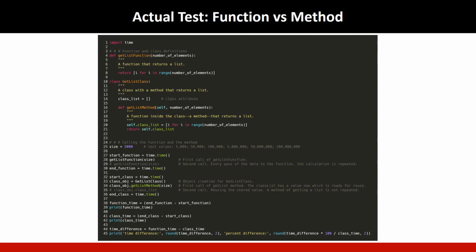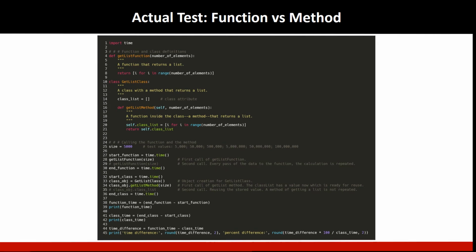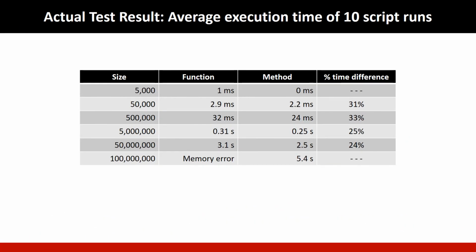Note that a for loop is not implemented in getting the average time, because the stored class list variable of the class can be retrieved relatively fast after the first iteration, without the need to repeat the calculation of getting a list of numbers. Unlike the function, every pass of the parameter to the function repeats the calculation for every loop iteration. Let's see the results from an actual test in tabular form.